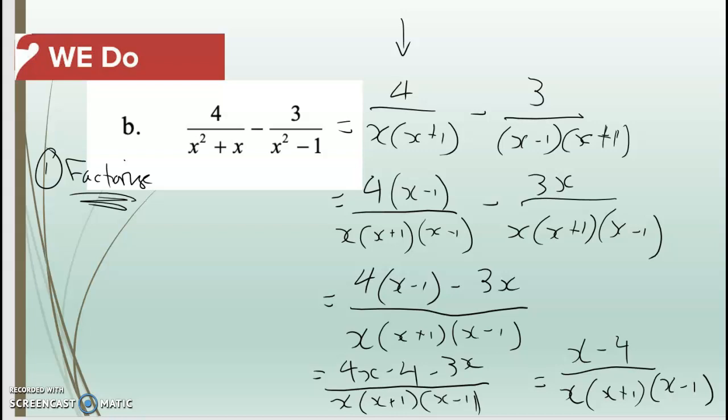So our goal was to be able to simplify algebraic fractions that have multiplication, division, addition, and subtraction. Try your exercises.